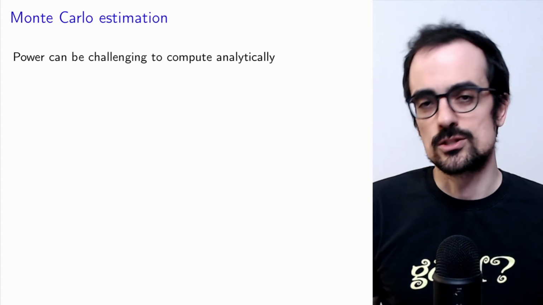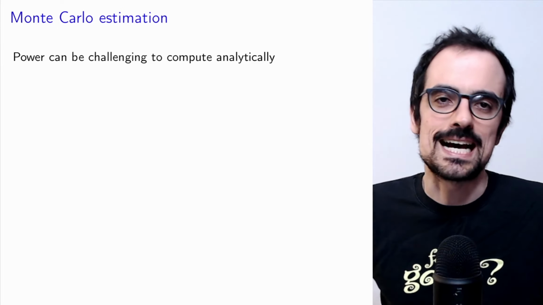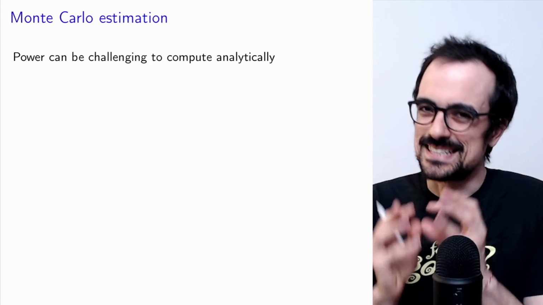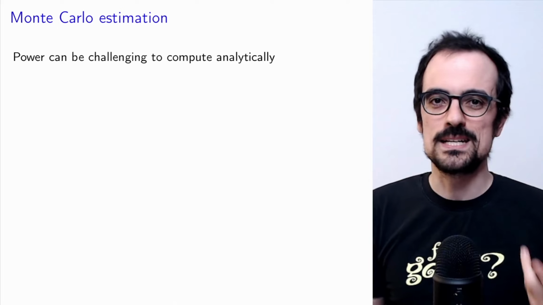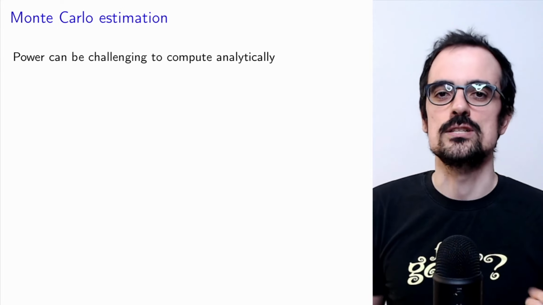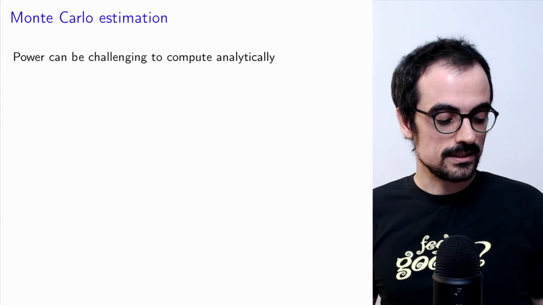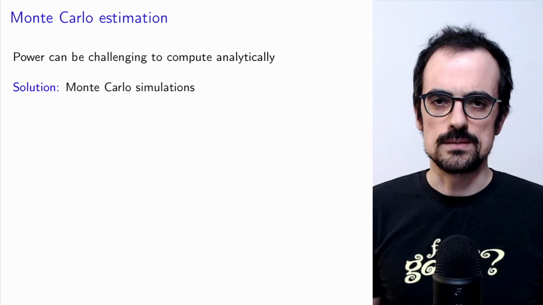What happens when, so I have shown you how to derive the power function analytically for the die example. It gets a little bit complicated and the die example is super simple. So what happens when it becomes so complicated that we cannot really derive these power functions analytically? What can we do? Well, we can estimate them using the Monte Carlo method. How do we estimate the power using Monte Carlo simulations?